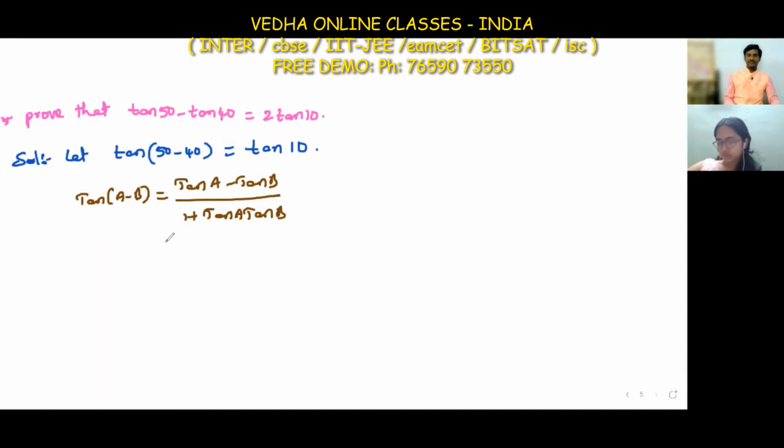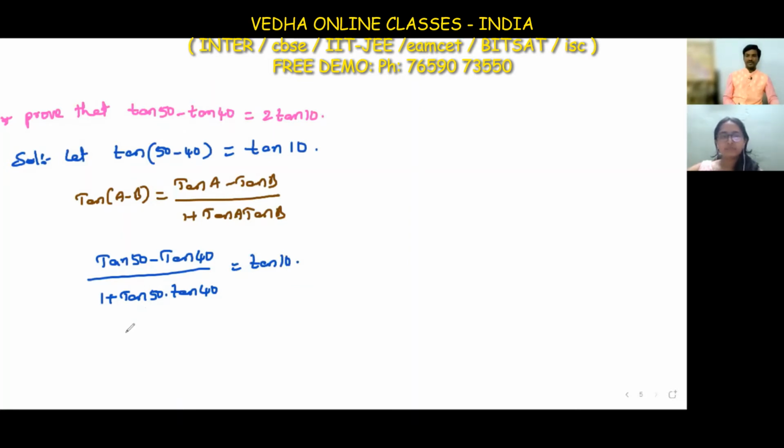If we apply the same formula here, tan 50 minus tan 40 whole divided by 1 plus tan 50 into tan 40 is equal to tan 10 degrees. Okay, so now tan 50 minus tan 40 divided by 1 plus tan 50 written as this, and tan 40 we can write as tan of 90 minus 50.